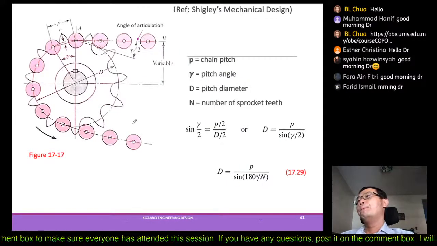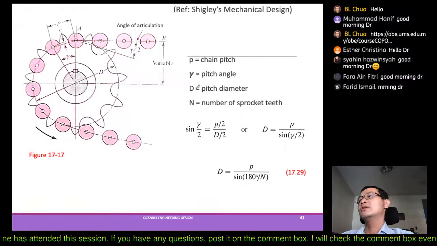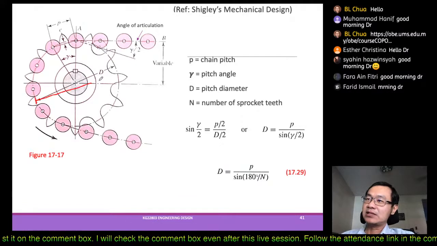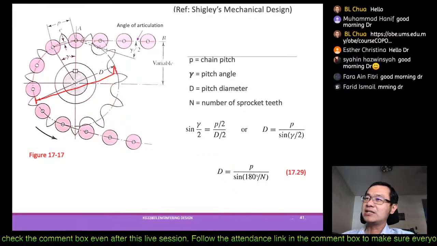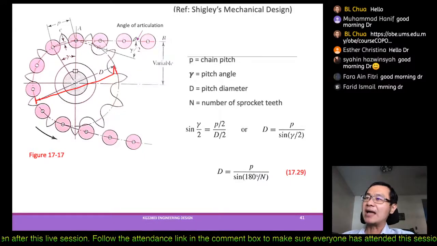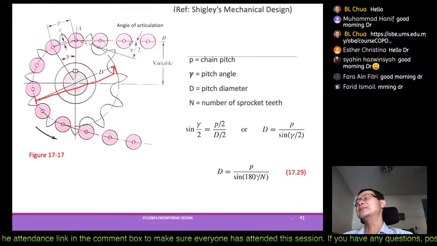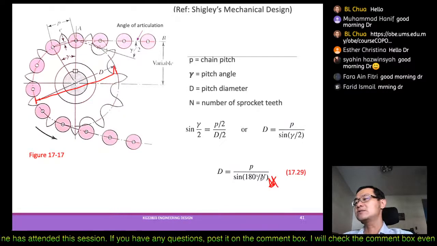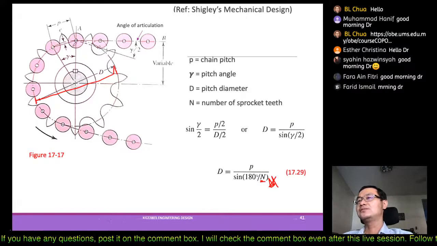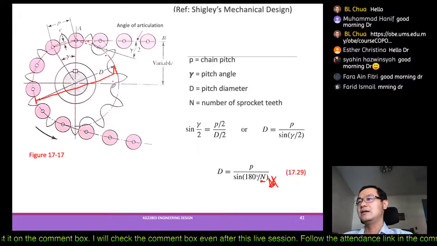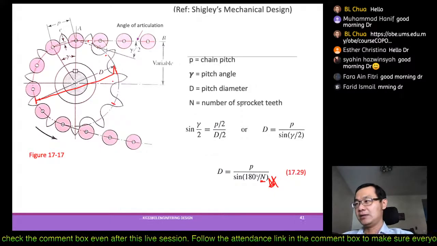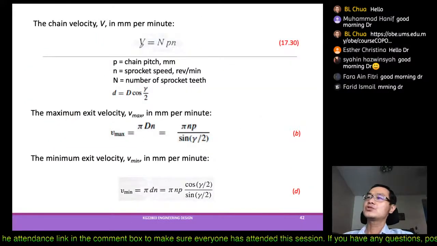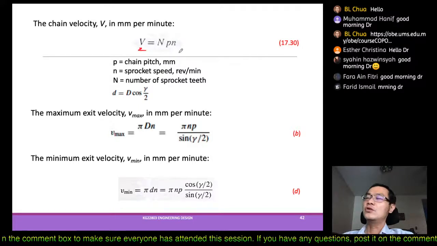Now when we come to the design, again we want to know what the diameter is. This is the diameter that is going to transmit the power. We can always estimate this using these equations, and this is related to the number of sprocket teeth, how many teeth there are. From that we also have to know the chain velocity.